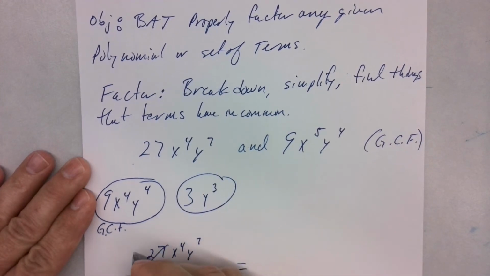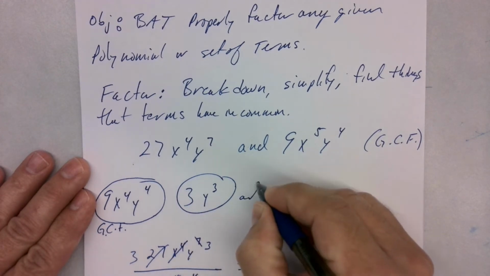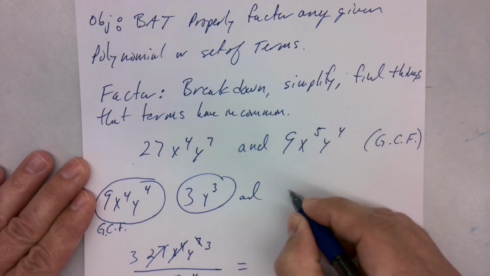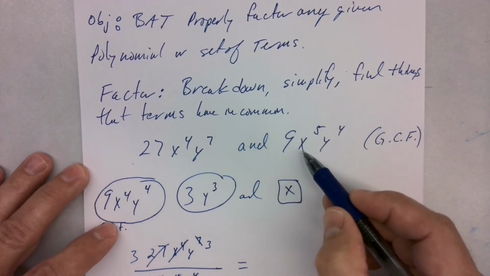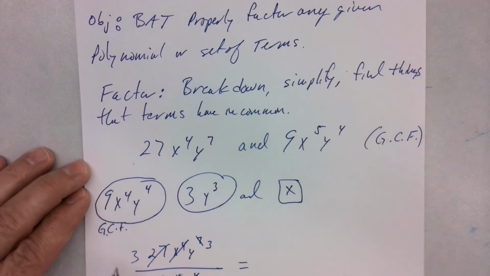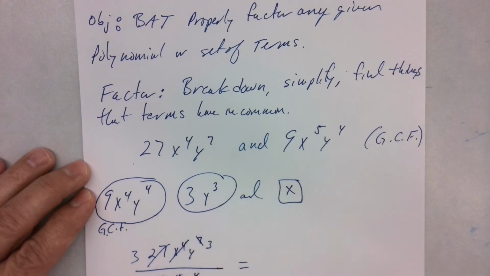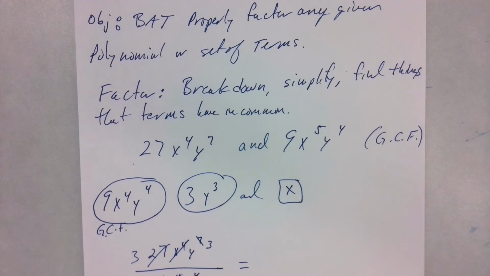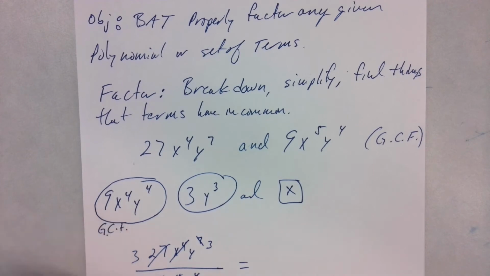Well, the 9 and the 27 reduce to a 3, right? That x to the 4th and that x to the 4th reduce out. 7 minus 4 leaves me with y to the 3rd. So I've got 3y to the 3rd, right? And what's this? Just x, because my x to the 5th minus x to the 4th is x to the 1st. This is my GCF. This is what I have left over. Now pay attention to what they ask you to do, because they don't always ask you to write what's left over. Sometimes they ask you to just write the GCF.